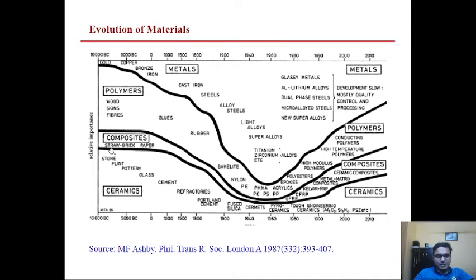Here it is written straw bricks, paper, CFRP, FRP, metal matrix composites and ceramic composites. Currently we are at ceramic composites in this era.